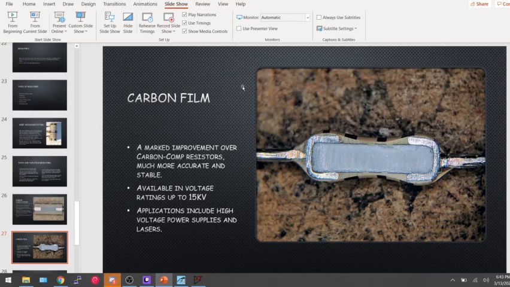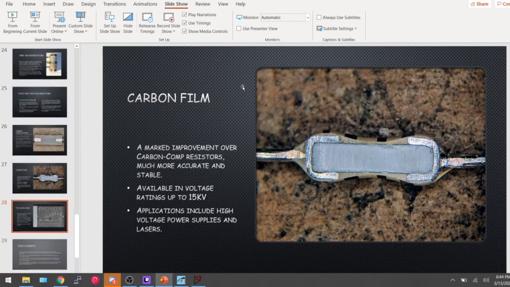While it did, soon there were thick, thin, and just regular old metal film type resistors that gave all of the benefits of the carbon film, but cheaper, essentially. Now, you'll see carbon film resistors in high voltage applications because carbon's very good with its dielectric strength, so it's able to withstand high voltages. You'll see them in high voltage power supplies and stuff like lasers.